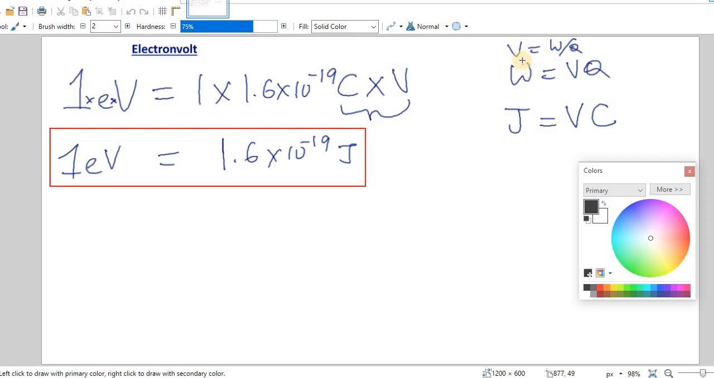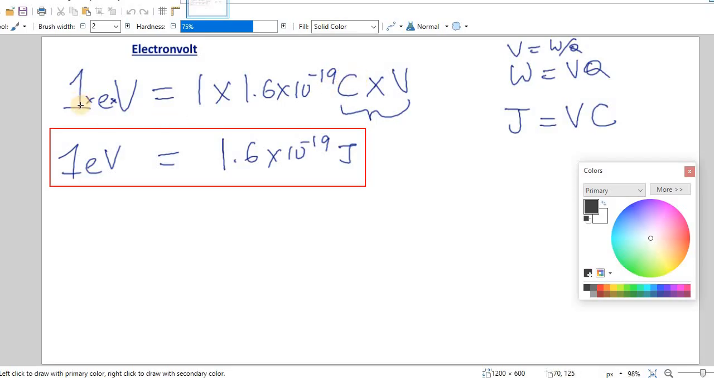Then we have the quantities here. V equals W over Q. Then W equals VQ. Now if you compare this with this, you can see that V is there. Then Q is the charge, e. So 1 electron volt is equal to 1 times e times V. And e has a numerical value. I told you it's also in your data sheet, and you have seen this previously. It is the elementary charge, the magnitude of charge of a proton or electron, 1.6 times 10 to the power minus 19 coulomb.